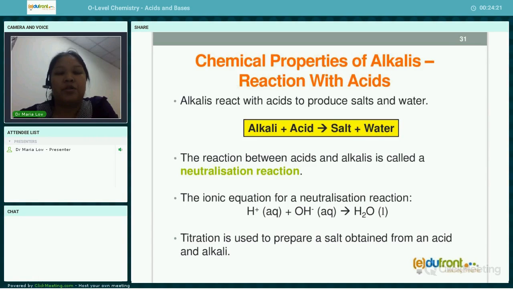Let's take a look at the first chemical property of alkalis, when they react with acids. Alkalis will always react with acids to produce salts and water, just like what we saw earlier on. If you recall, this is called a neutralization reaction. The ionic equation for neutralization reaction is H+ ions adding the OH- ions to give you water. And then, if you want to prepare a salt that is obtained from the reaction between the acid and alkali, there is a particular technique called titration that is being used.